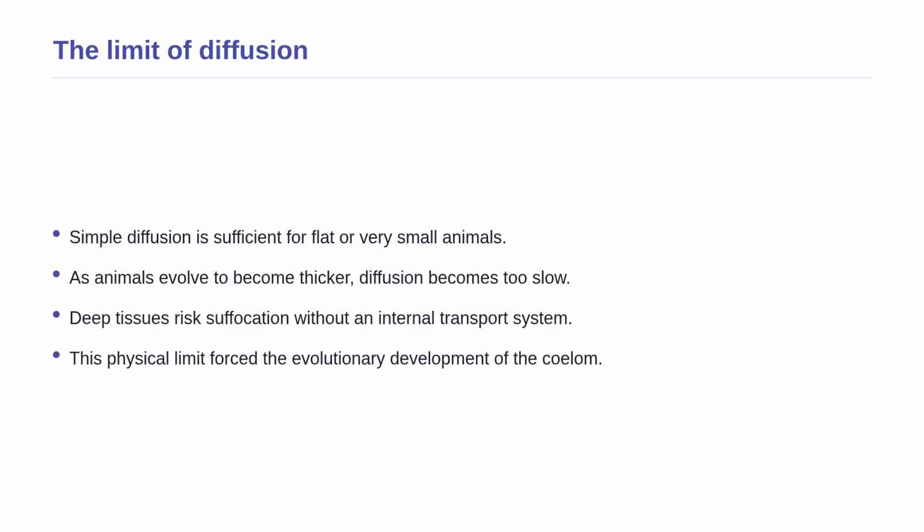This brings us to the challenge faced by thicker, more complex animals. As animals evolved to become thicker, simple diffusion was no longer enough. There is a strict physical limit to how far and how fast oxygen can travel through biological tissue. If an animal grows too thick, the cells located deep in the center will suffocate and die before oxygen can reach them. This physical limitation is exactly what forced the evolutionary development of the coelom, making it a major basis of classification for higher non-chordates.